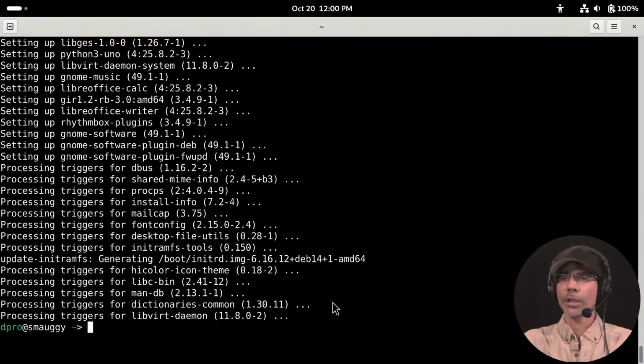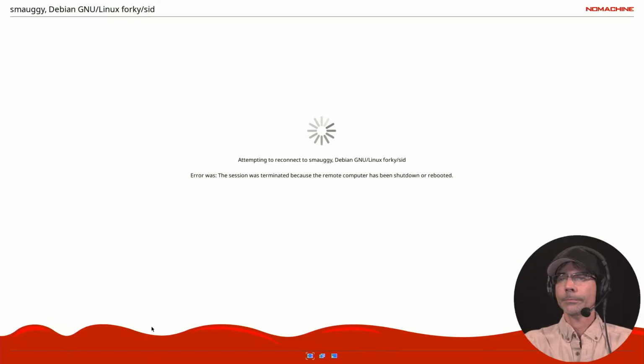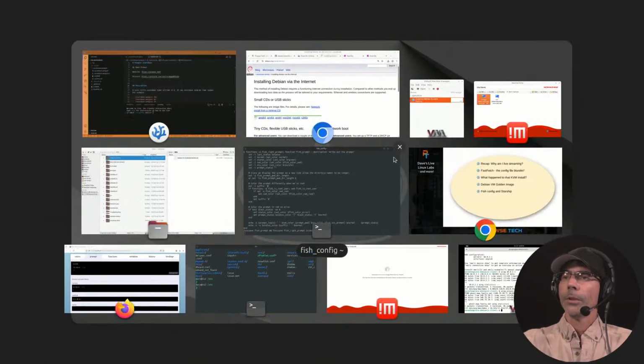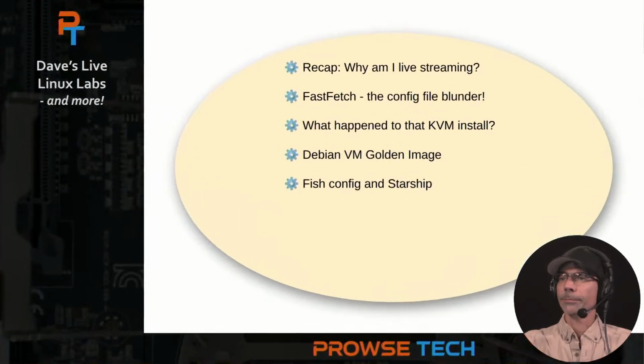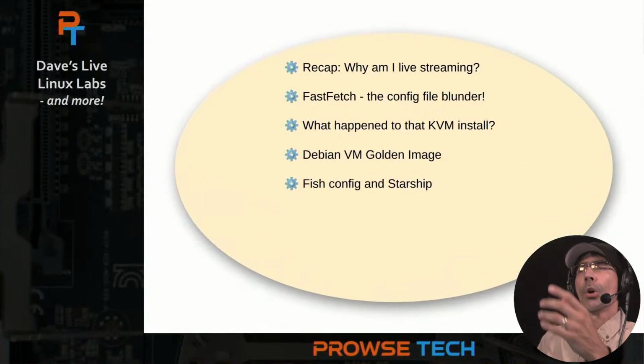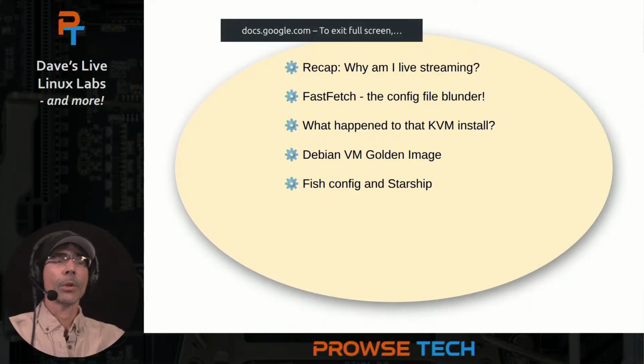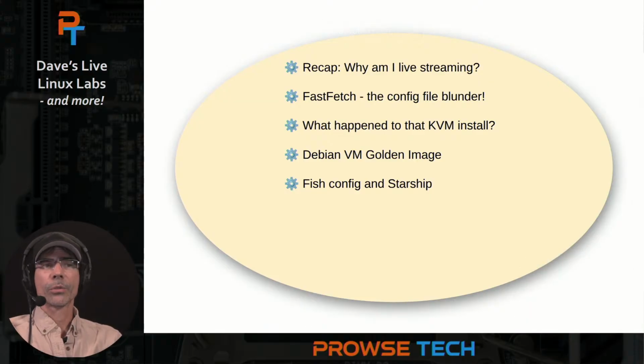All right, let's take a look at the laptop. All right, so the Sid laptop has completed its update. So we're going to reboot now. We'll reboot that laptop. All right, and what else are we doing? All right, so I configured Fish, right? We did some configurations for Fish, and I also want to work with Starship.